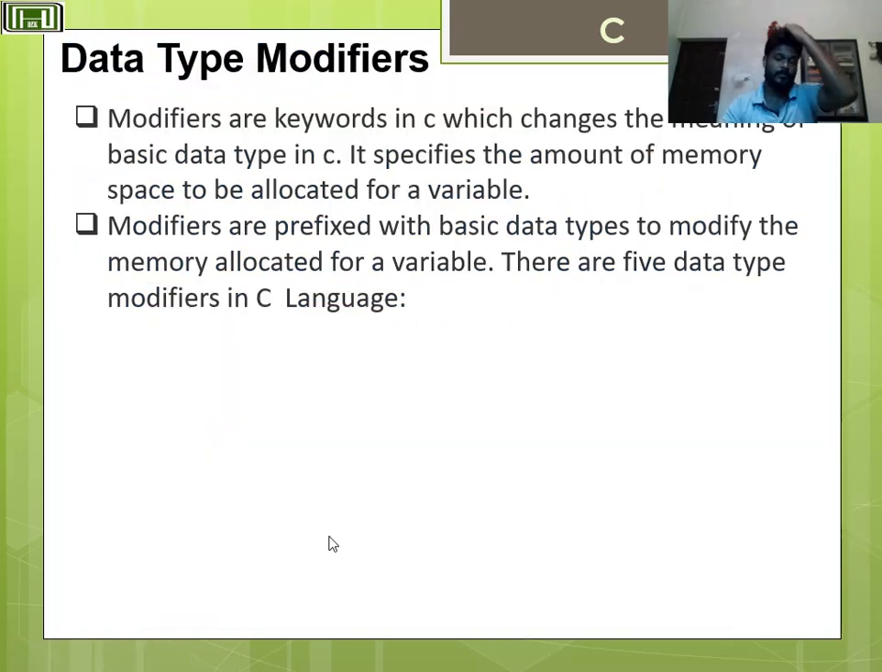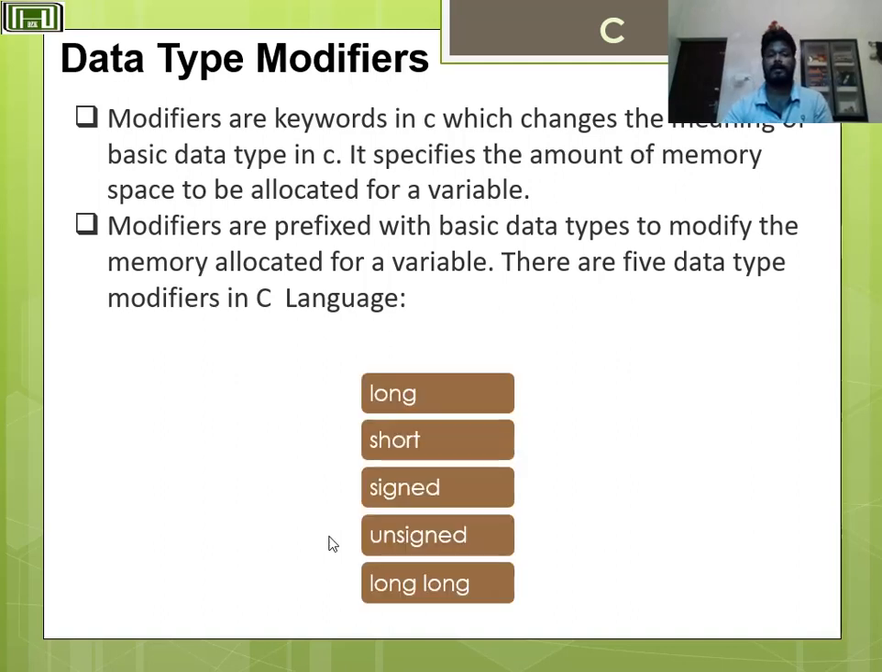Now data type modifiers. Modifiers are keywords in C which change the meaning of basic data types. They specify the amount of memory space to be allocated for a variable. The modifiers are prefixed to basic types to modify the memory allocated for a variable. There are 5 data type modifiers in C language: long, short, signed, unsigned, and long. These come with the primary data types int, void, char, or float.